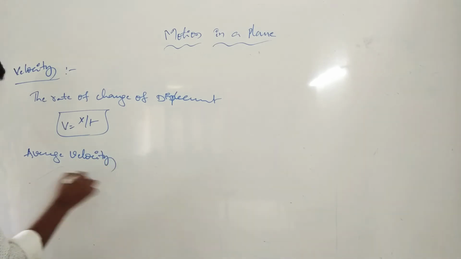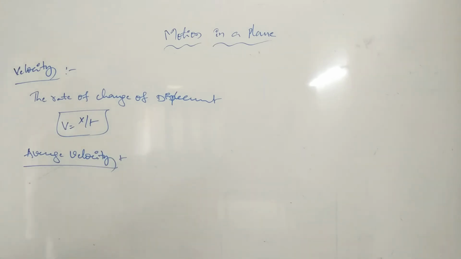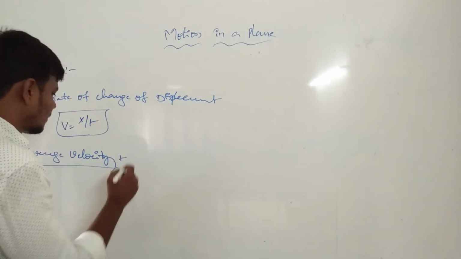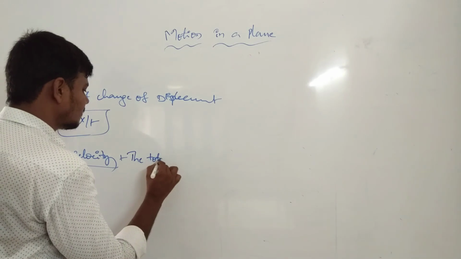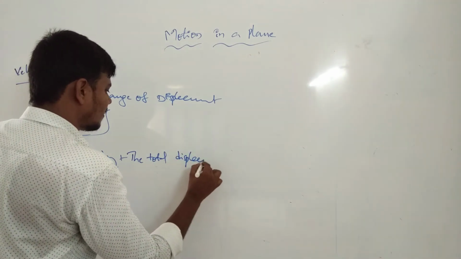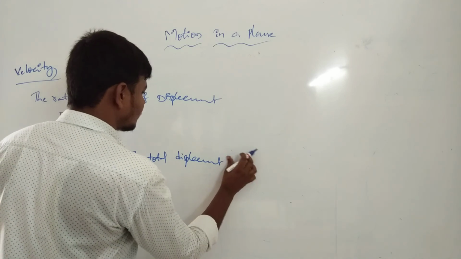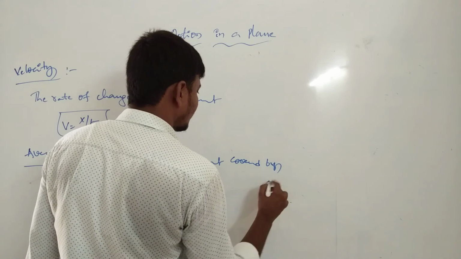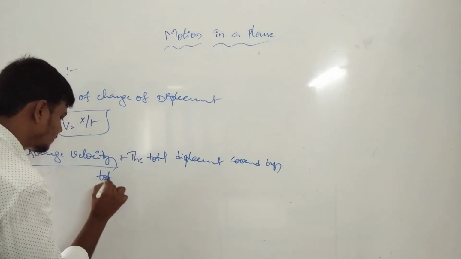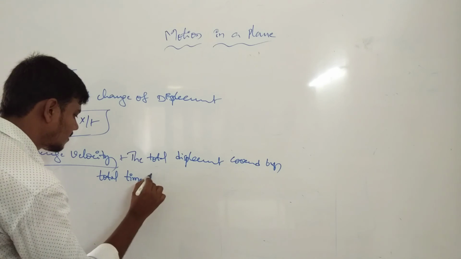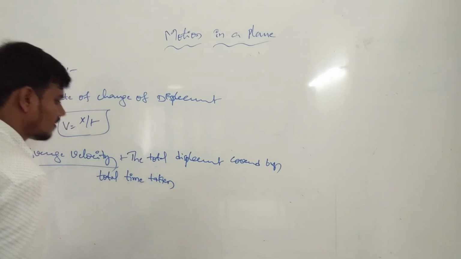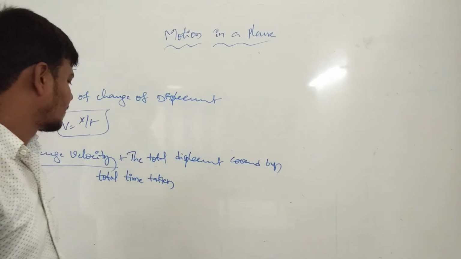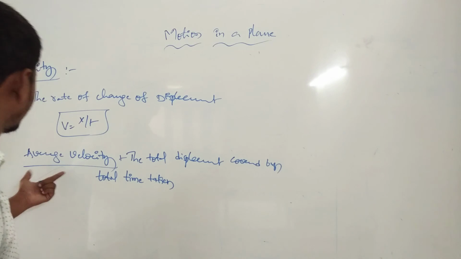Right. Second one we are using is average velocity. The total displacement covered by the total time taken. Now this is the unit function of average velocity: the total displacement covered by the total time period. Now this is the average velocity.